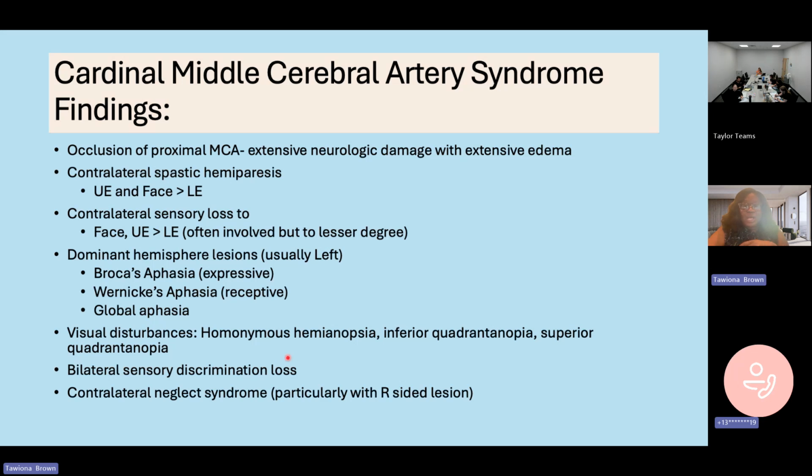Because it's in that superior 1/3 of the temporal lobe, you just might have some issues with vision. So you might have a homonymous hemianopsia where you cannot see one side of the visual field, either left or right. You're going to have issues with sensory discrimination, and you might have neglect. Now, neglect is normally going to happen if it is the right MCA. And I put that here for you, particularly with a right-sided lesion. So this is an important slide. Make sure you highlight it.